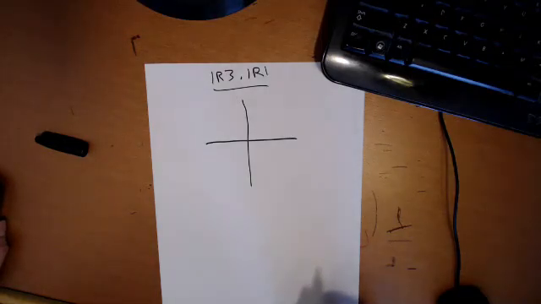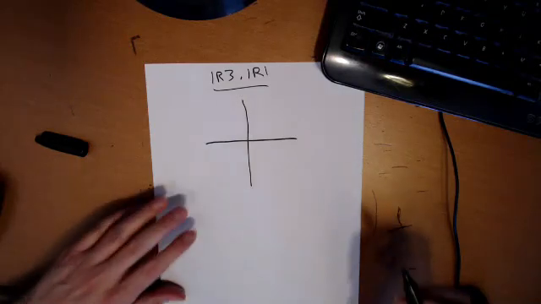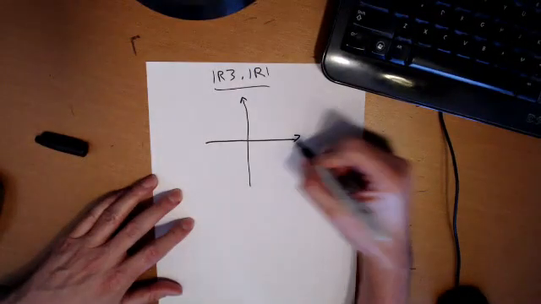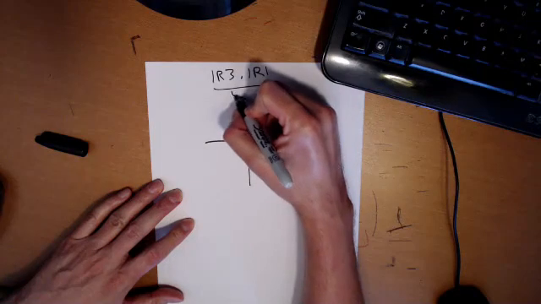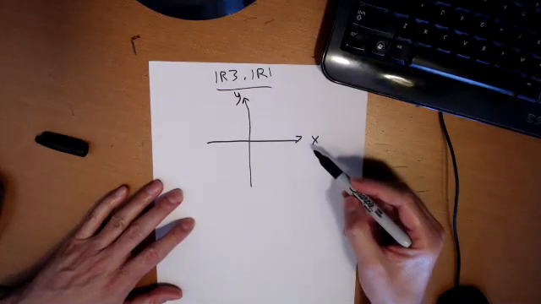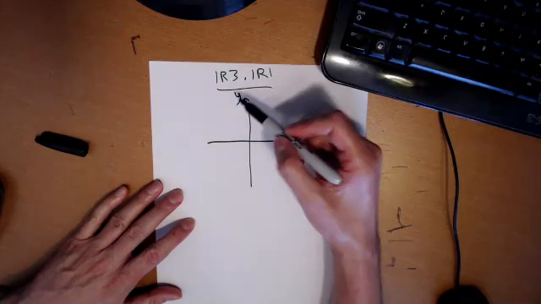IR3.IR1, plotting and finding points. Okay, so let's say we have our axes. This is our x, this is our y. How do you remember which is which? I have the stupid mnemonic, y in the sky, okay?